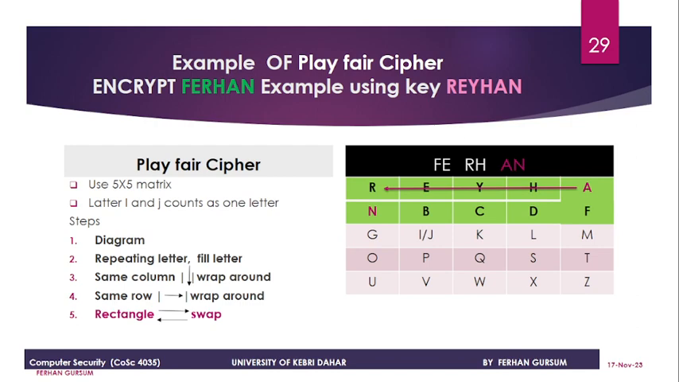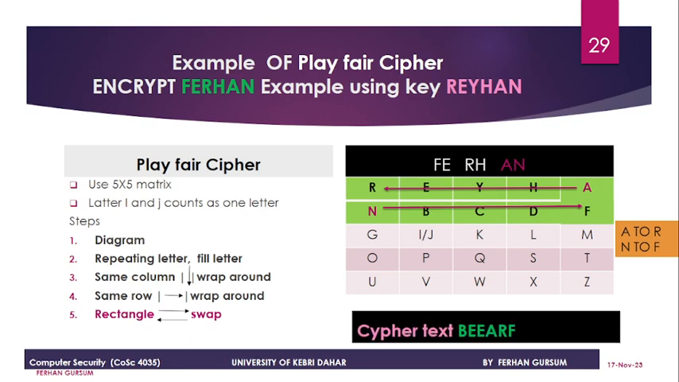Okay, A is replaced by R and N is replaced by F, which means A to R and N to F. Then our cipher text looks like this. Now BEEARF is what I send to the receiver. Then the intruder, the hacker, will not know what it means.